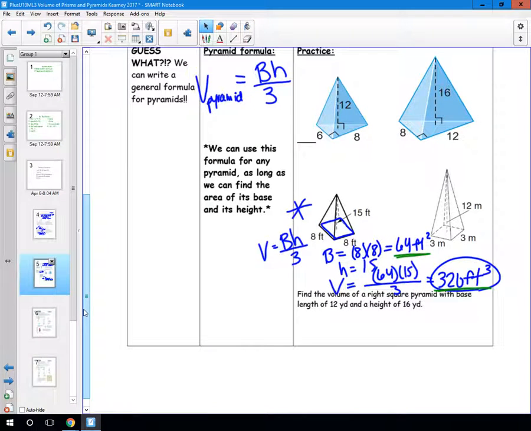So in the meantime, take the formulas that we learned about a prism, and go back to that left side and try some of those practice problems, and they're going to talk you through step by step on finding the area of the base, how many layers, and then finding the volume. And when you come to my station, I'll be happy to answer any questions you have.